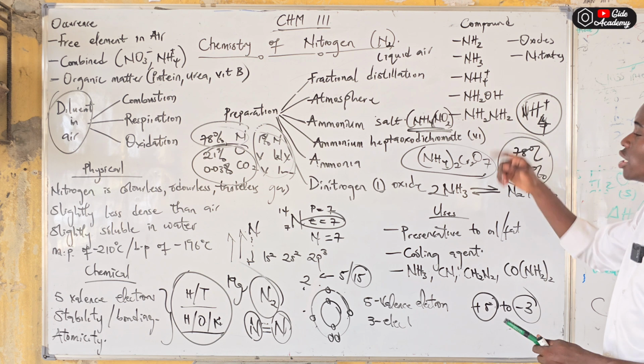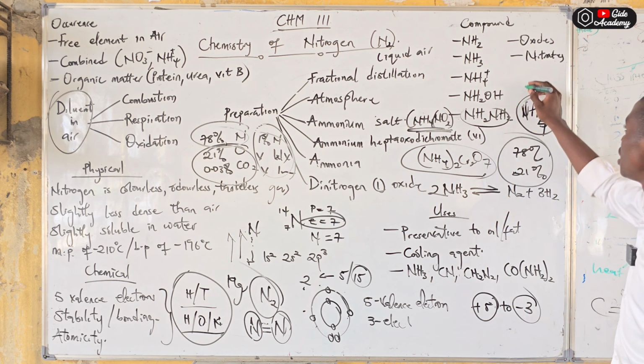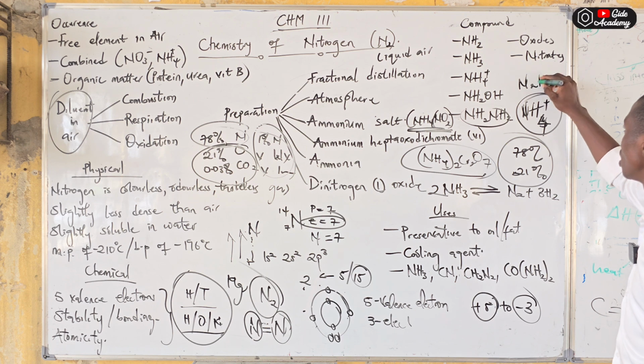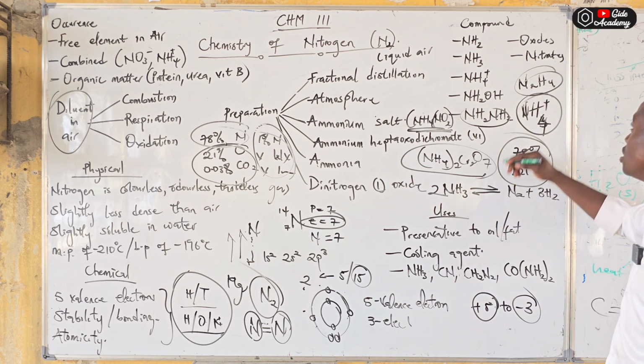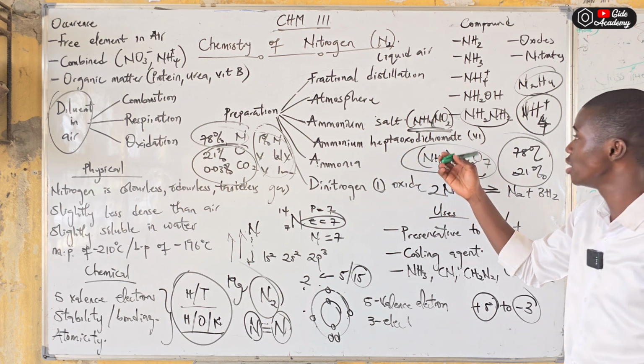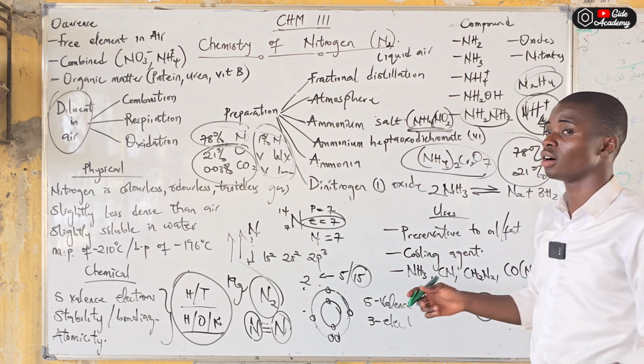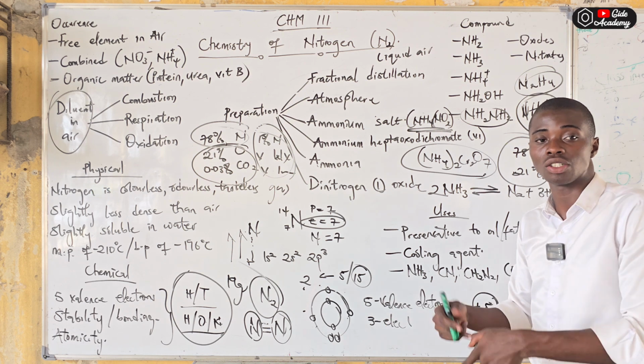And NH2OH is hydroxylamine. We have NH2NH2, which is hydrazine, also the same thing as N2H4. So this can be called hydrazine. We have oxides of nitrogen, so we have dinitrogen monoxide. We have nitrous oxide, which is actually dinitrogen monoxide.